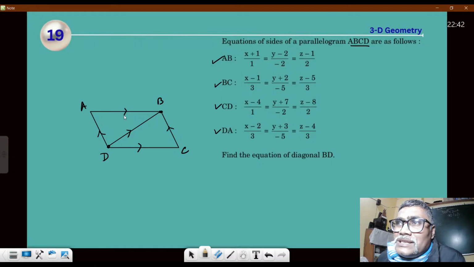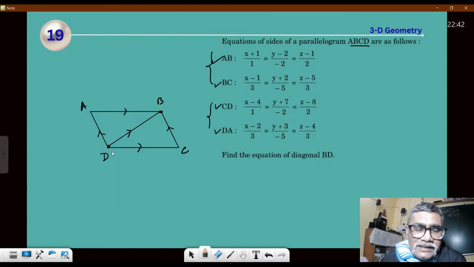So you see, B is the point of intersection of AB and BC. That means if you solve this, you'll be getting point B. This if you solve, you'll be getting the point D. And then you can find the equation of this diagonal simply by using the two point form. That is the second type.